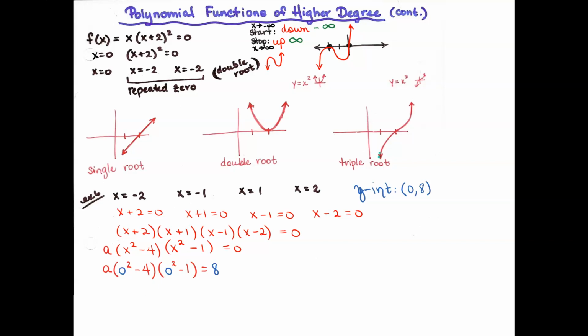You'll get the same thing. All right, so when we plug in 0, I'm going to get negative 4 times negative 1 is positive 4, so 4a is equal to 8. And then divide both sides by 4, and a would be equal to 2. So again, you can leave it in its factored form. You can leave it in its FOILed form, whichever way that they ask for it in WebAssign. So that's how we can create the equation if they give us the solutions.